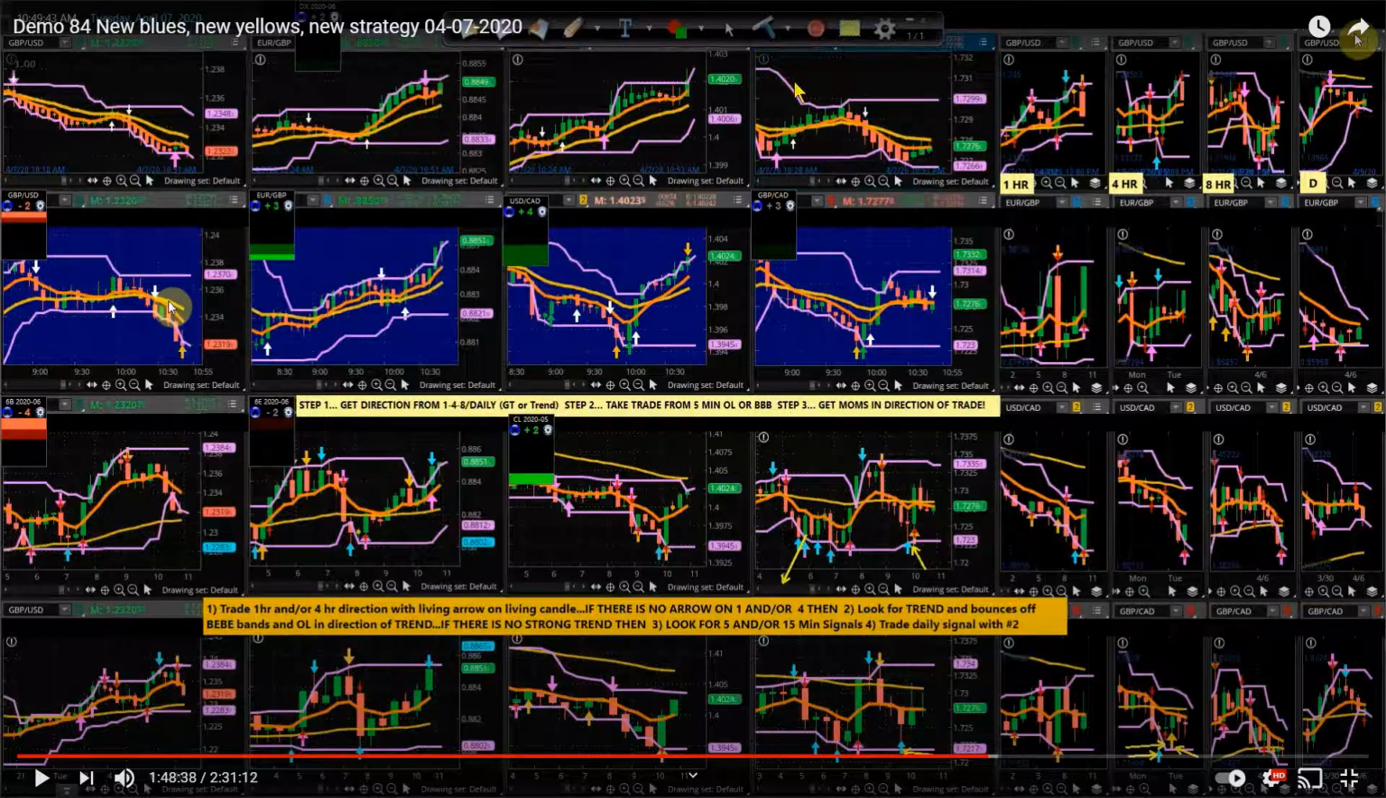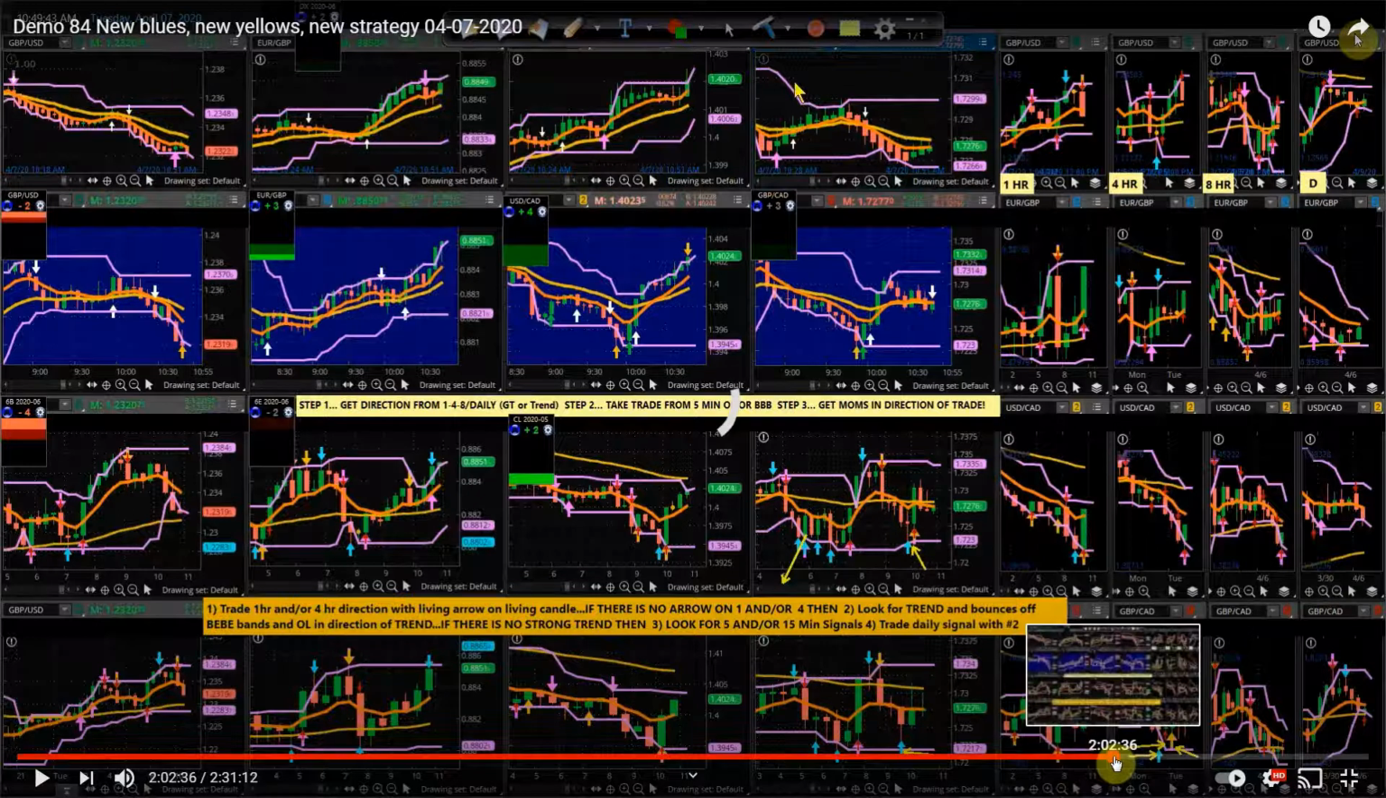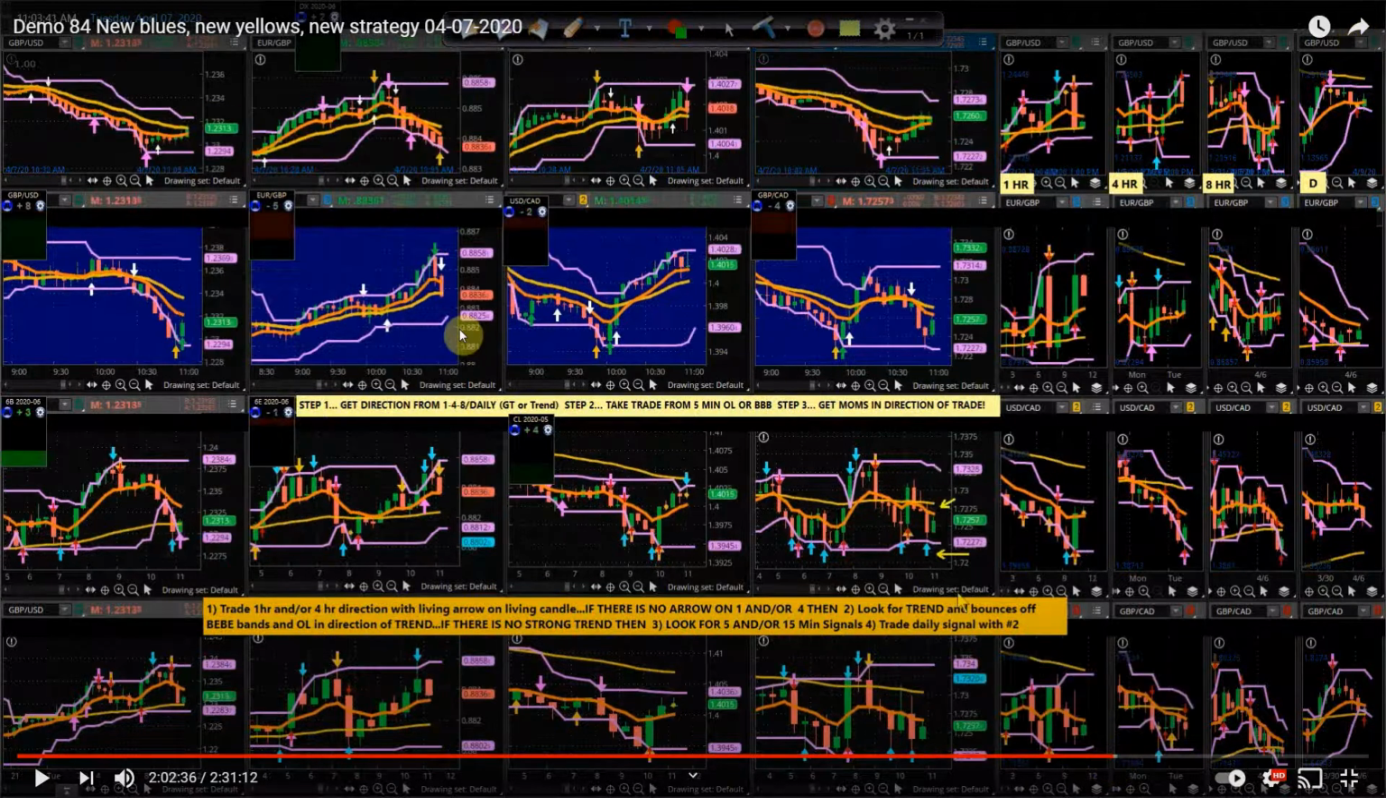5 minute orange line, and bang. HA BB band, bang. Plenty of momentum. Okay, and again, for the UCAD, look back to the orange line here. HA BB band, boom. Okay, guys, I just wanted to show you that again. It's just a matter of trading the bias.